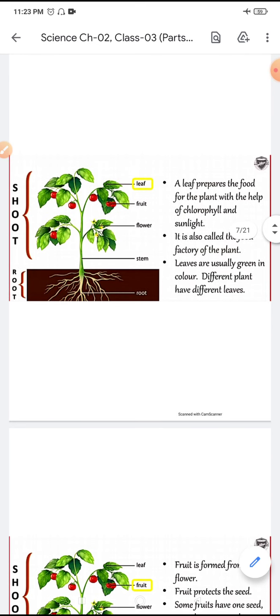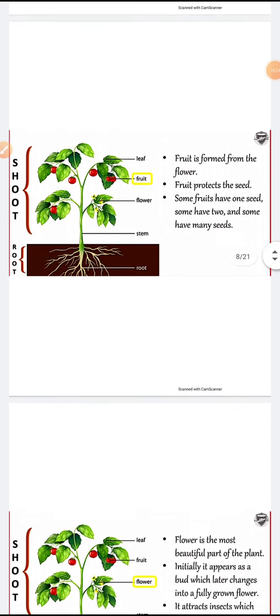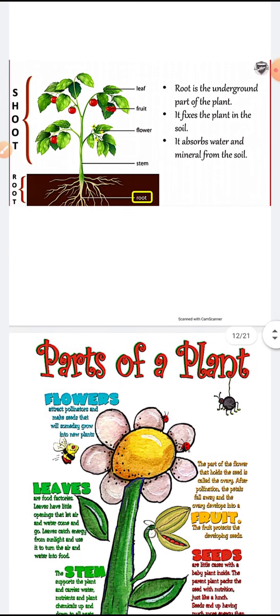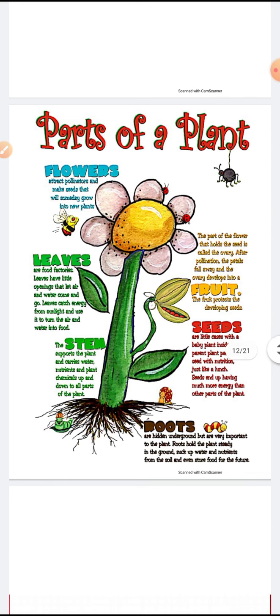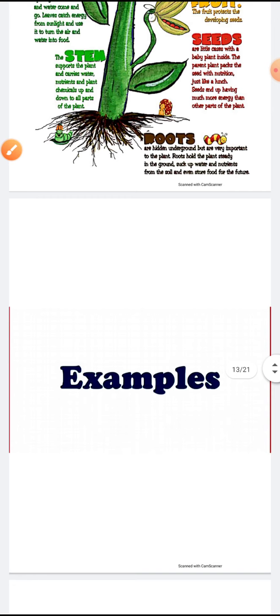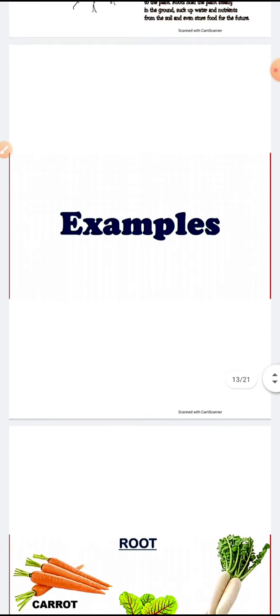And leaves are the most important part of a plant because they contain chlorophyll that helps the plant to prepare their food using sunlight, carbon dioxide, and water. So you understand all these functions of the plant. Now let us see some examples. This is the parts of the plant, and this you can also read and understand. Now let us see some examples with the help of pictures.